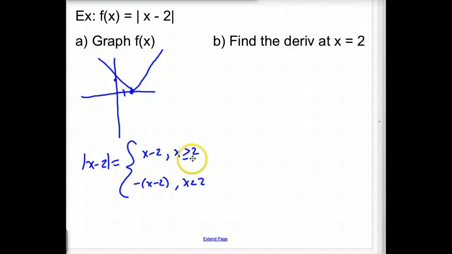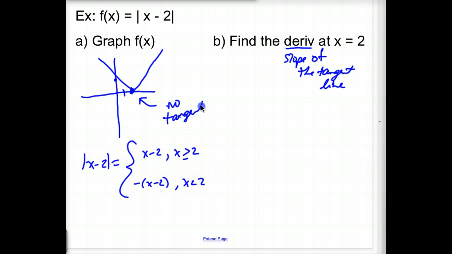Okay. We want to find the derivative at 2. Well, check out this graph. It's got this sharp turn right here at 2. Remember, the derivative means the slope of the tangent line. There is no tangent line at a sharp curve. You can't find a tangent line at a sharp curve, or at a sharp turn, I mean. And the other word for a sharp turn is a cusp. So since there is no tangent line at a cusp, you can't find the derivative at a cusp. So the derivative does not exist.